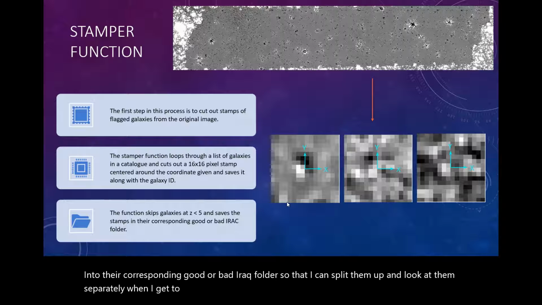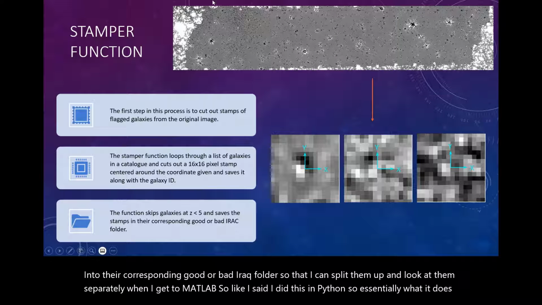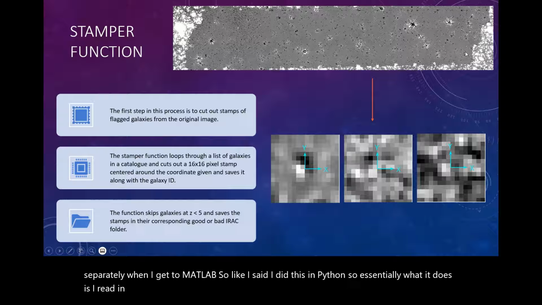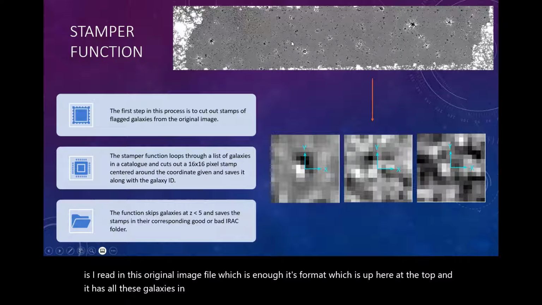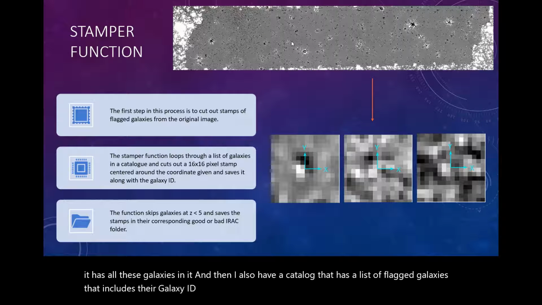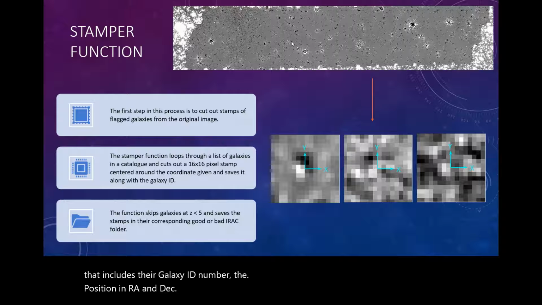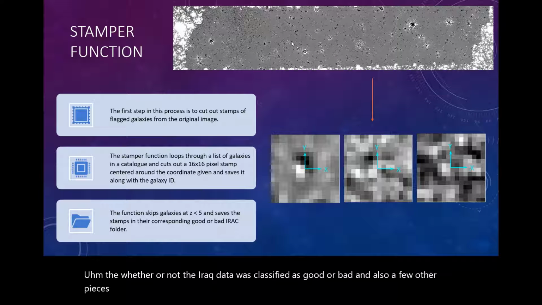So, like I said, I did this in Python. Essentially, I read in this original image file, which is in a FITS format, which is up here at the top, and it has all these galaxies in it. And then I also have a catalog that has a list of flagged galaxies that includes their galaxy ID number, the position in RA and DEC, whether or not the IRAC data was classified as good or bad, and also a few other pieces of information that weren't as relevant.